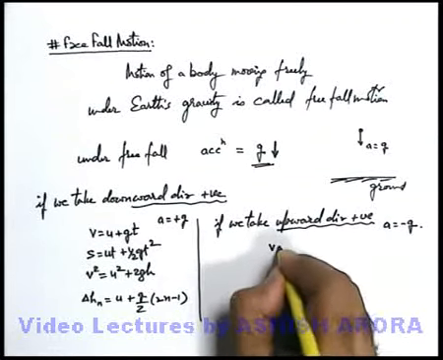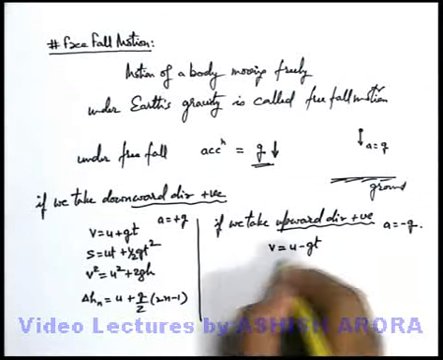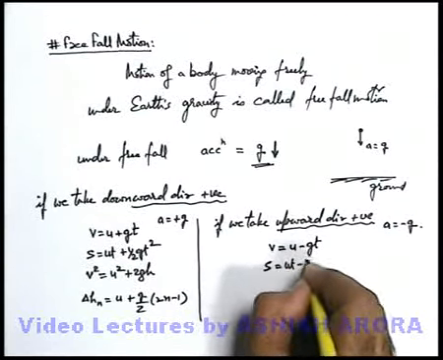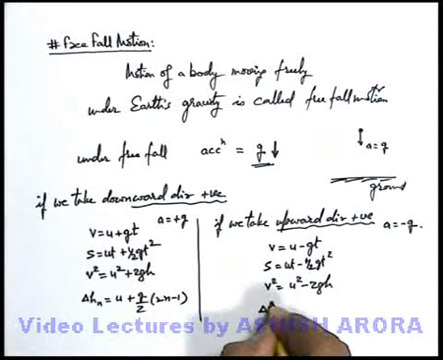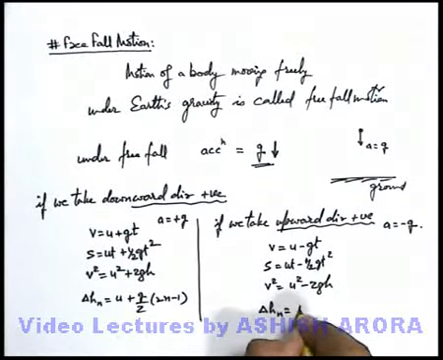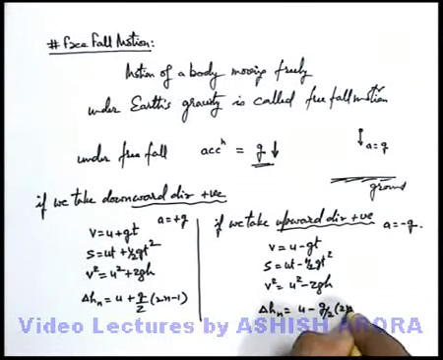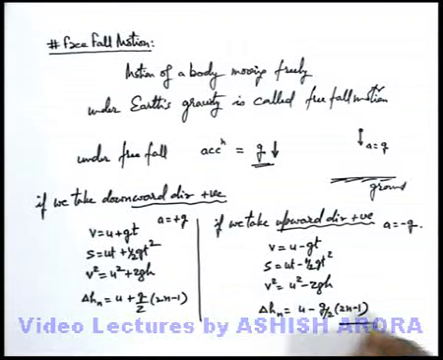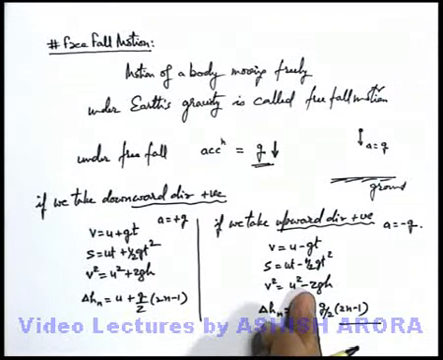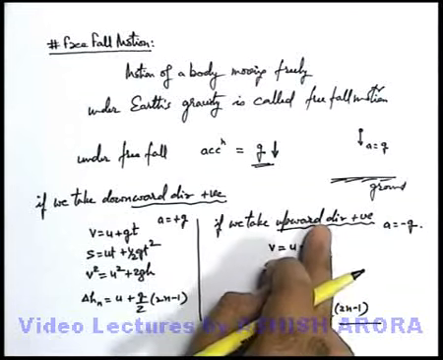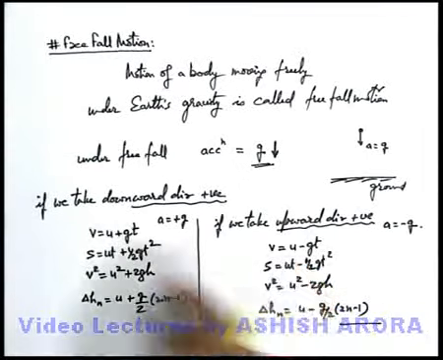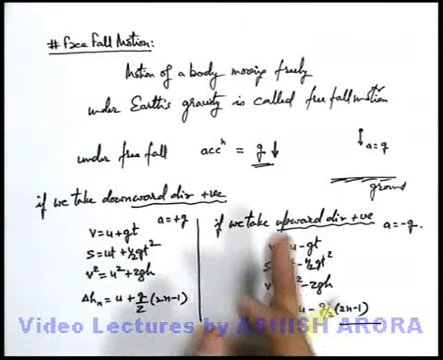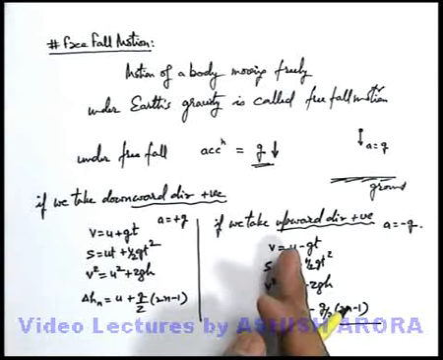So in this situation, we write the equations as v equals u minus gt, s equals ut minus half gt square, v square equals u square minus 2gh, and height traversed in the nth second can be written as u minus g by 2 into 2n minus 1. These are the speed equations we can use for free fall motion depending on in which direction we take positive direction of our reference frame. So the use of these speed equations depends on the choice of reference frame as well as the direction where we are taking it positive.